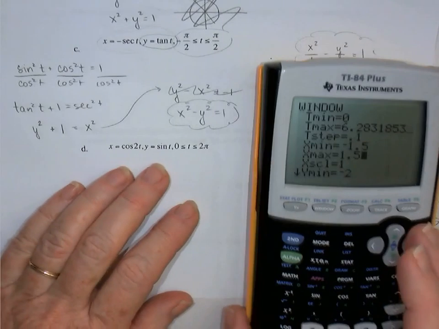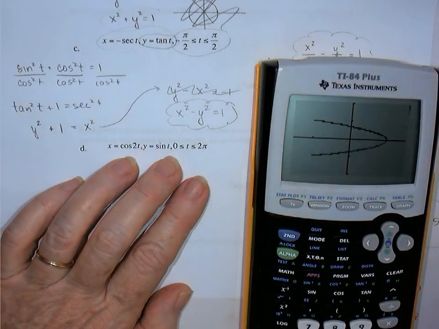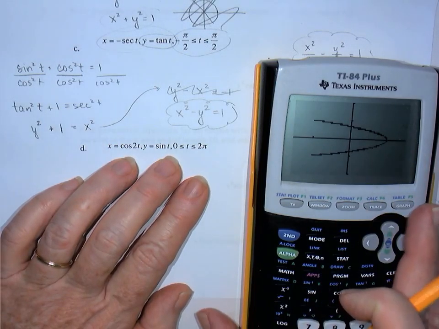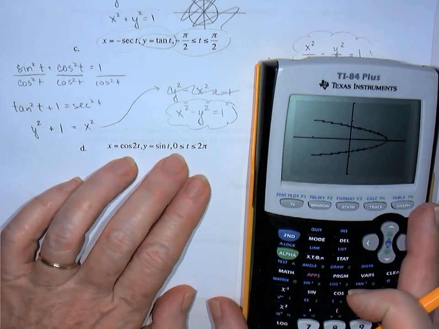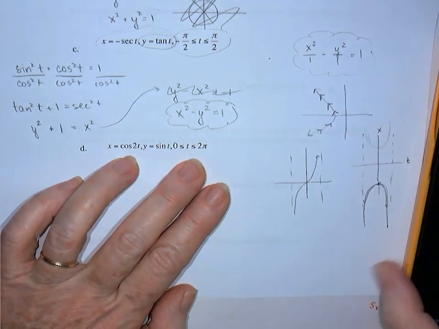For problem 1D, I would start by plugging this into my calculator. And what's interesting is we get sort of a sideways hyperbola, and it looks like this goes back and forth quite a bit as t goes between 0 and 2 pi. It looks like it goes up, down, up, down. So let's see what's going on here.